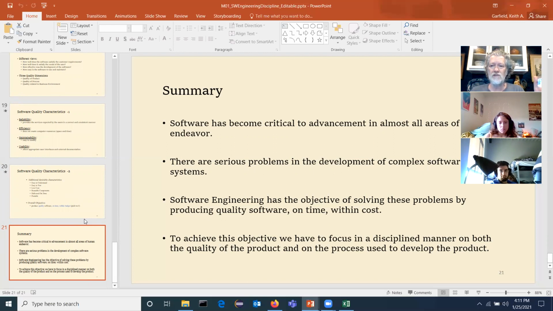Other questions about this topic? Other questions about any topic in the class? I have one specific to me, if you can stick around afterwards for a little bit.